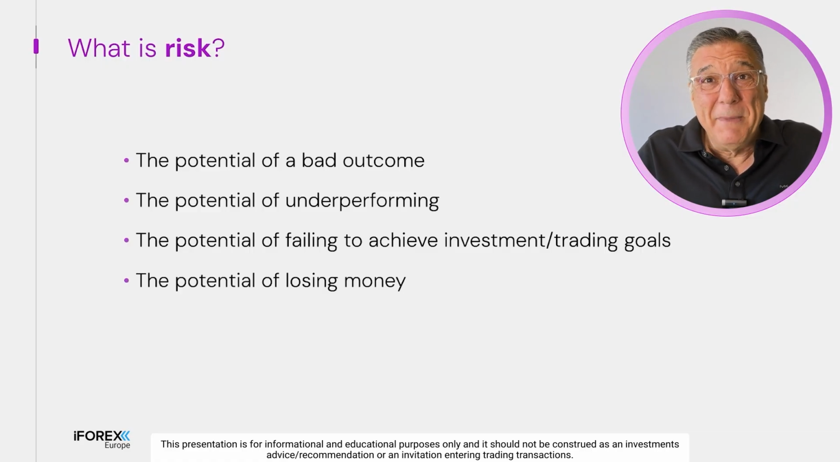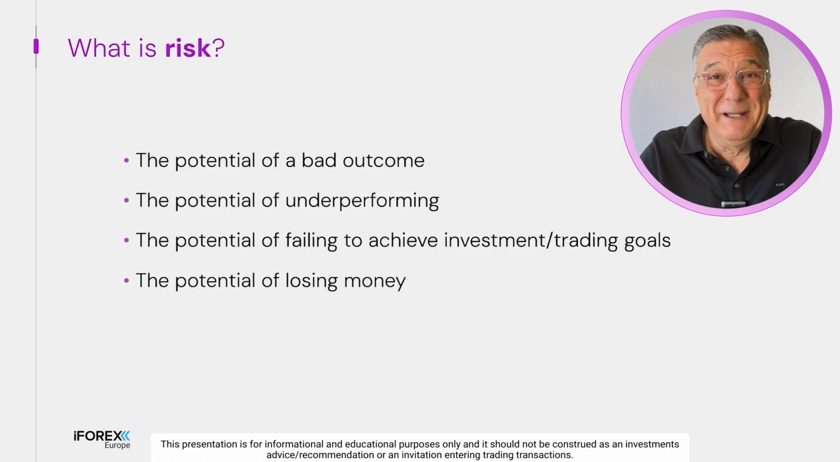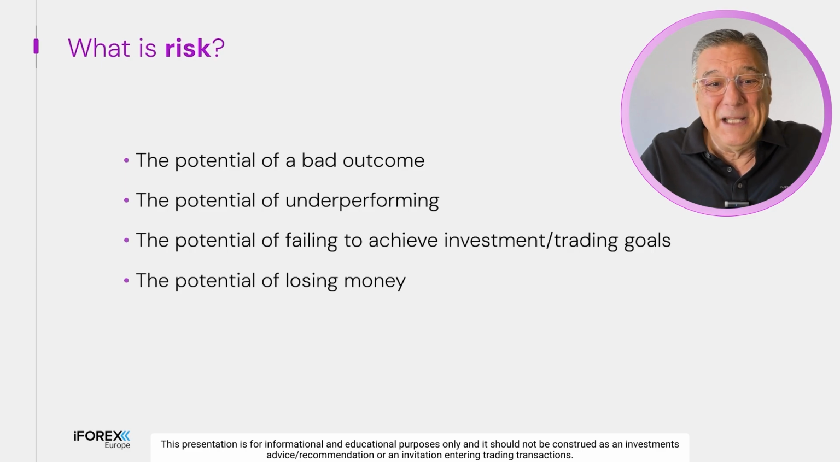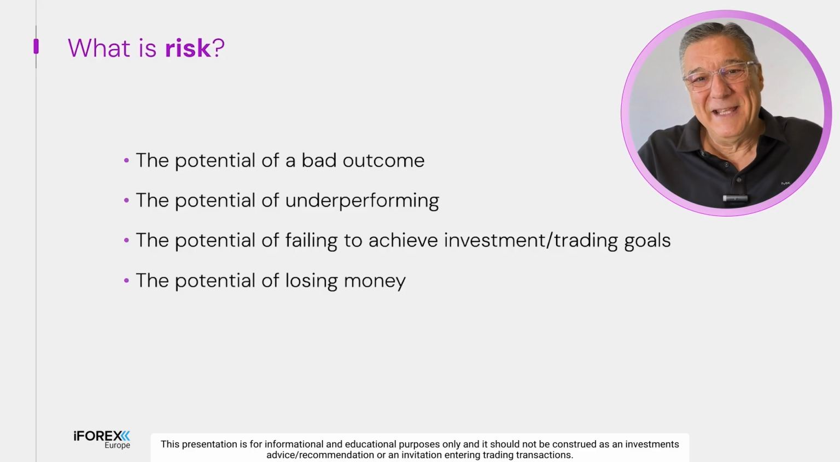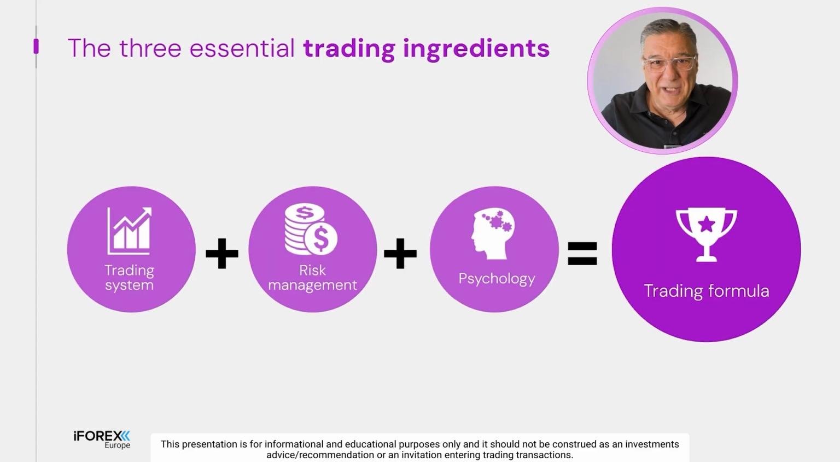Another bad outcome might be for traders that expect to make a certain number of pips per day, per week, per month, per year, but they fail to achieve these goals. This is another bad outcome. And of course, we will all agree, and it's obvious that a risk is the potential of losing money. And this is what we're going to discuss today.